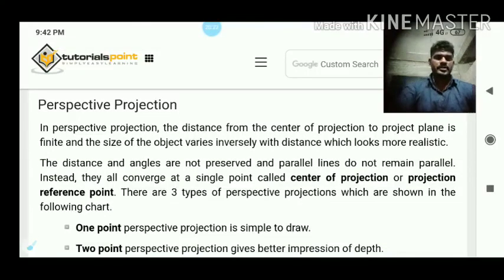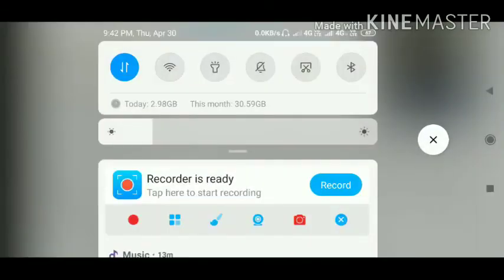What is perspective projection? In perspective projection, the top view and bottom view lines join together. They are not parallel projections; both are going to meet at one point.